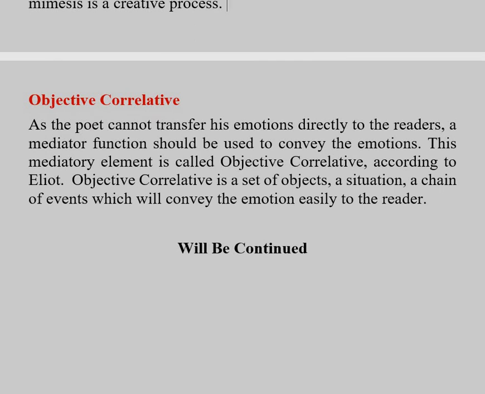Now, an important term, objective correlative. Objective correlative is a term not first used by T.S. Eliot, but popularized by T.S. Eliot. What is this objective correlative? As the poet cannot transfer, convey, or communicate his emotions directly to the readers, a mediator function should be used to convey the emotions. This mediatory element is called objective correlative, according to Eliot.